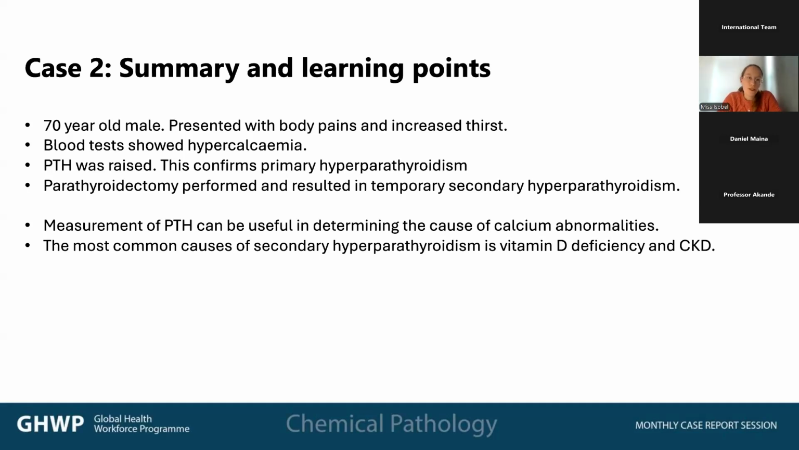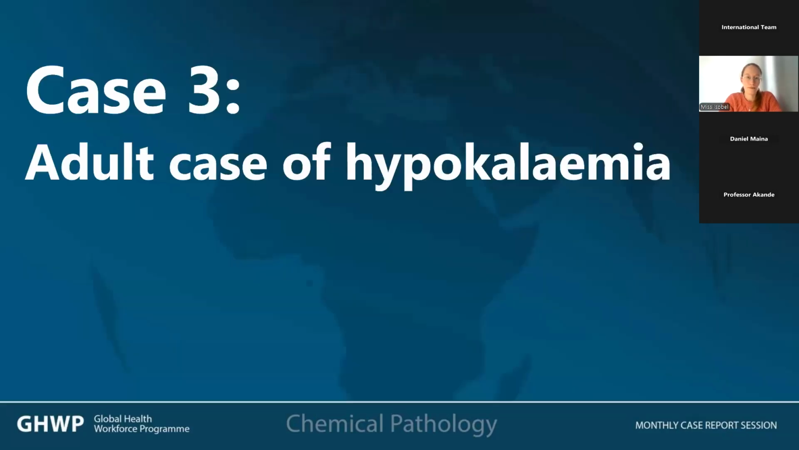A parathyroidectomy was performed. It was a partial parathyroidectomy, and this resulted in temporary secondary hyperparathyroidism due to the vitamin D deficiency. So the measurement of PTH can be really useful in determining the cause of calcium abnormalities. It's a really important analyte that we measure in the lab. And the most common causes of secondary hyperparathyroidism are vitamin D deficiency and CKD. So I'll move on to case 3, which is an adult case of hypokalemia.